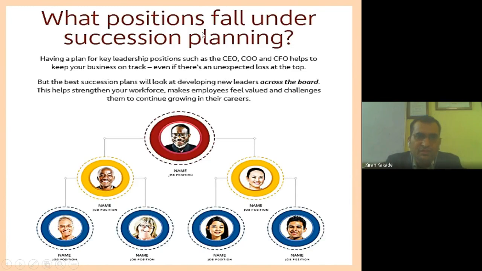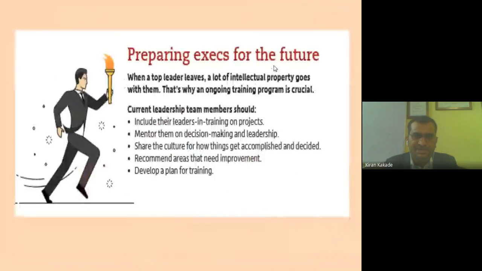What position falls under succession plan? Basically, it's a top level management, but in a broad way, you can say all the critical positions at all levels. In short, we call it a strategic position, which is strategically important from the organization's point of view. All those positions come under succession plan. Clear? समझ में आ रहा है आपको? Yes, sir.